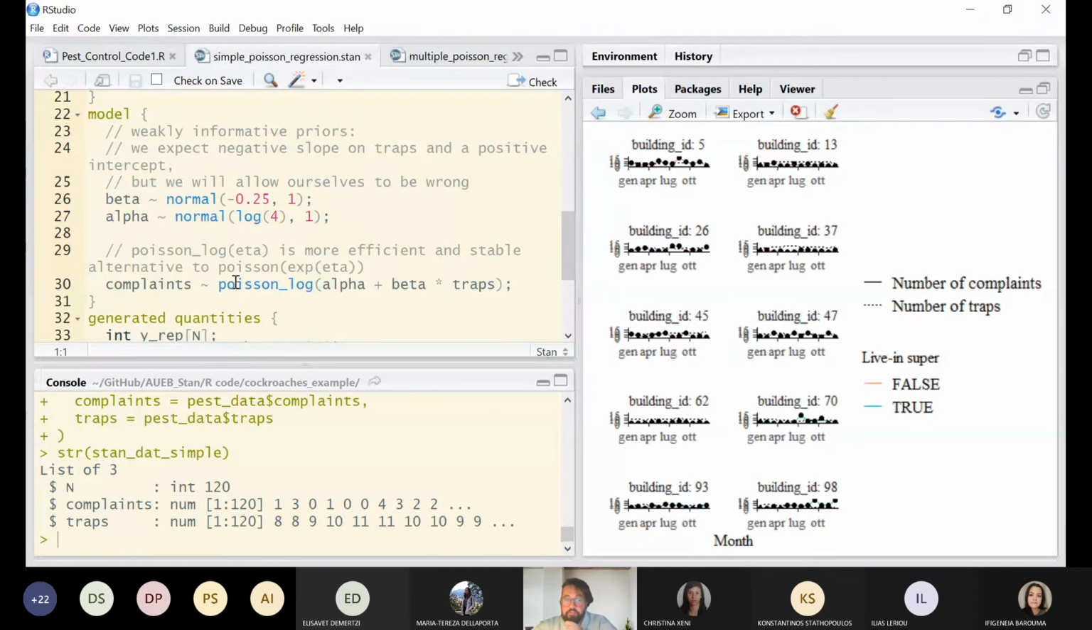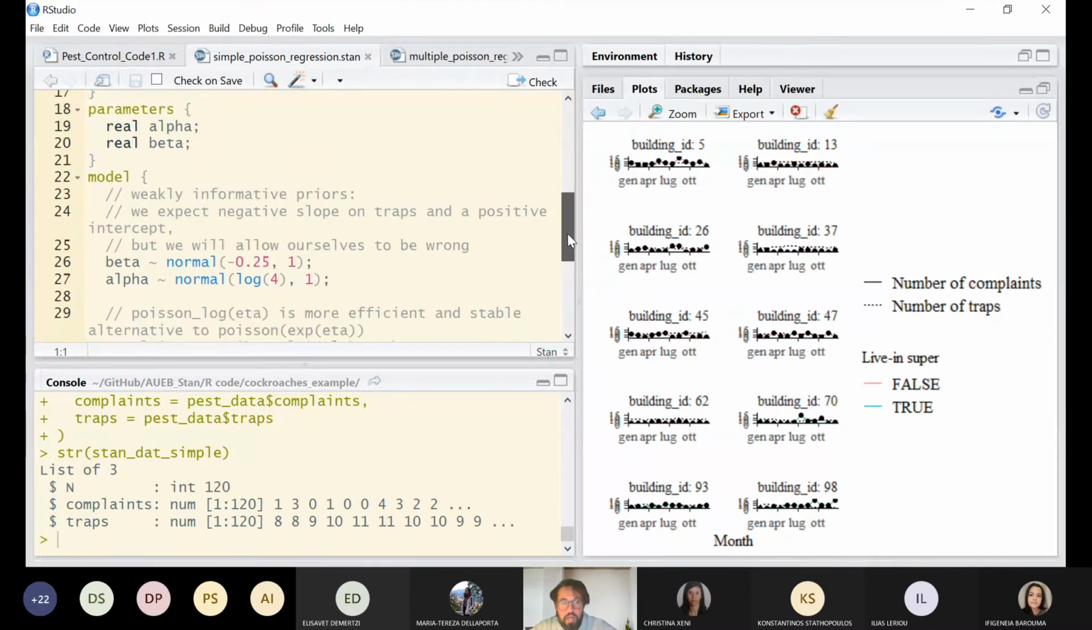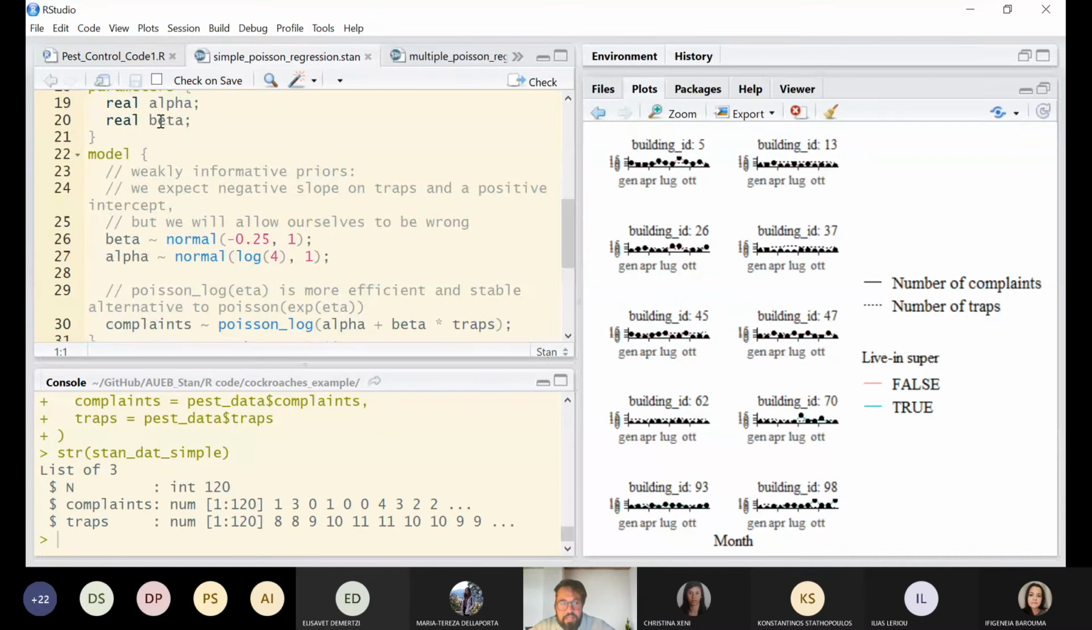The complaints are defined as Poisson log. Poisson log is the log likelihood of the Poisson distribution. And with the Poisson log, you can define your linear predictor directly here, your eta usually. So Poisson log of alpha plus beta times traps. Beta is the coefficient for the traps. Of course, beta in this case is a real value, the parameter associated to the number of traps.